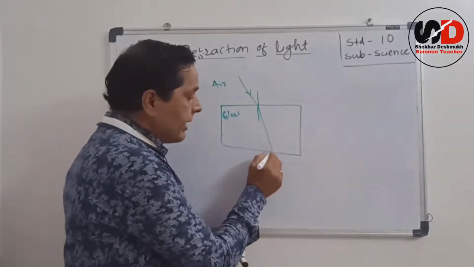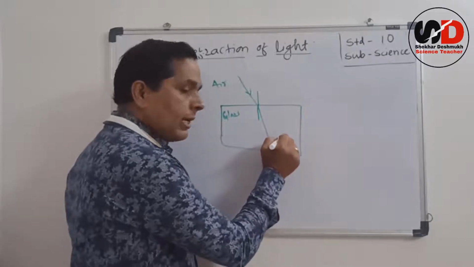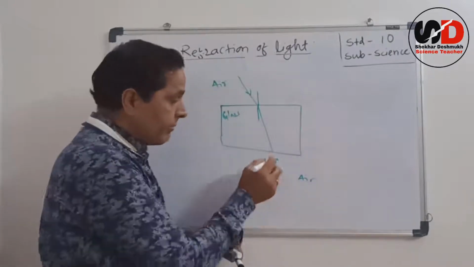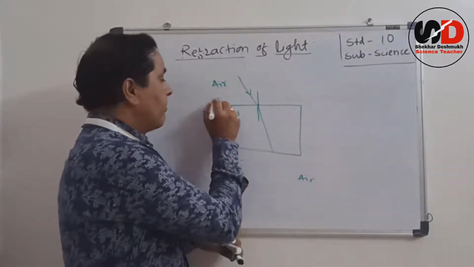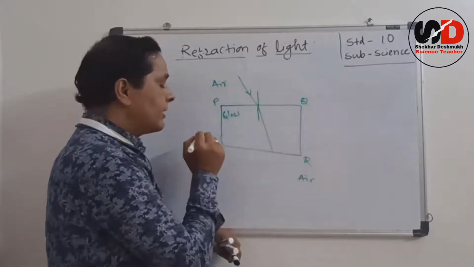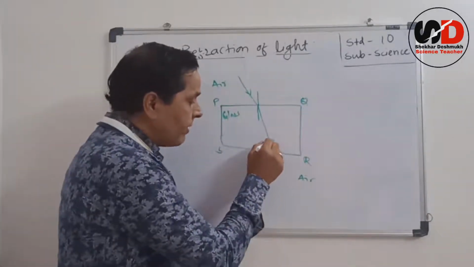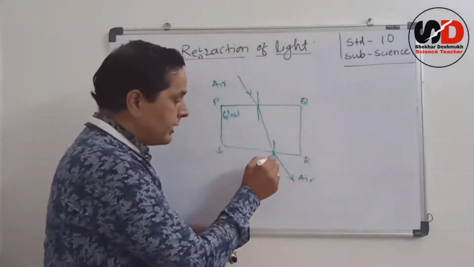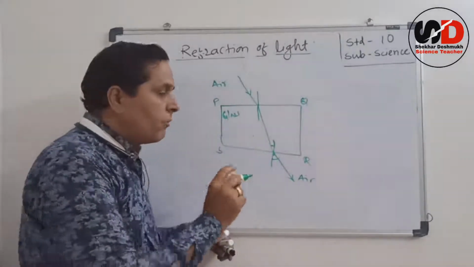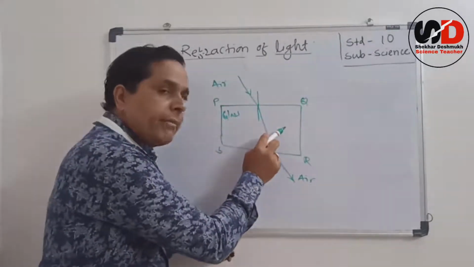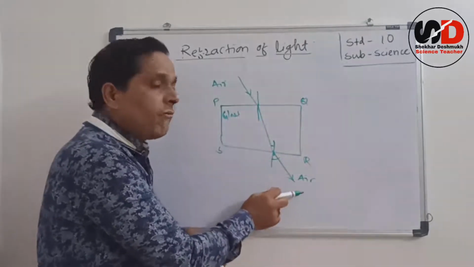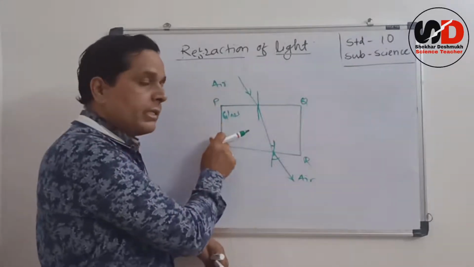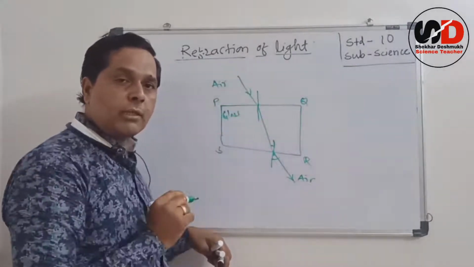And whenever it travels from glass, which is a dense medium, to air again, that means a rare medium, at this surface it goes away from normal. So draw a normal here; it goes away from normal, so this angle is more than this one. Whenever light travels from denser medium to rarer medium, it bends away from the normal. Whenever light travels from rarer medium to denser medium, it bends towards normal.